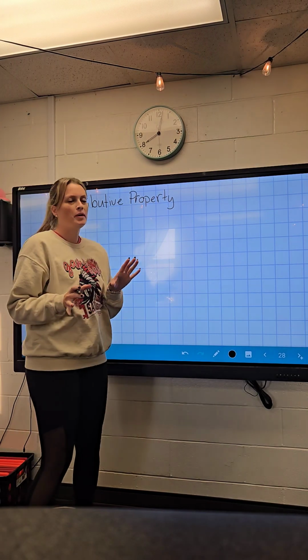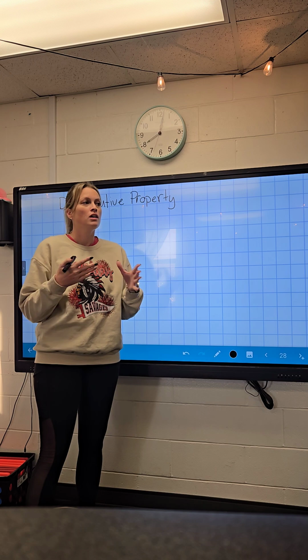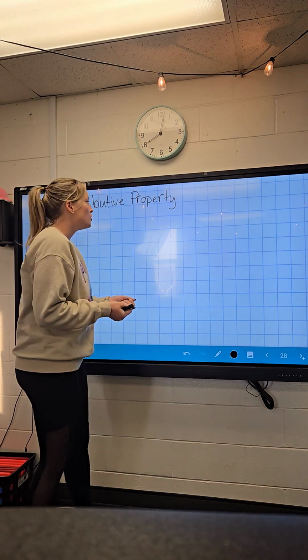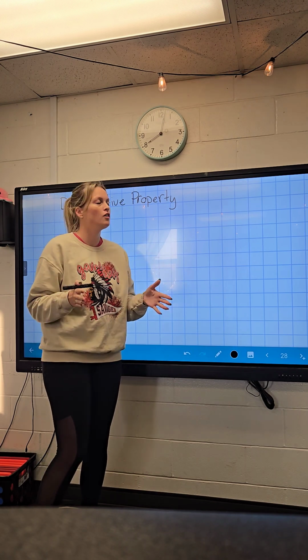Okay, so now we're going to talk about the distributive property when we don't have an area model, because sometimes they give us problems and they don't give us any graph paper or anything to use. So we've got to figure out how to do that without using an area model.